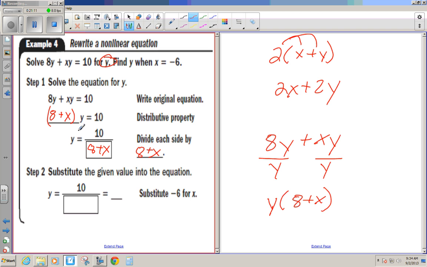All right, now to solve, substitute negative 6 in. 8 plus negative 6. Plus a negative, that's like doing 10 over 8 minus 6. 8 minus 6 is 2. 5. So our answer is 5.